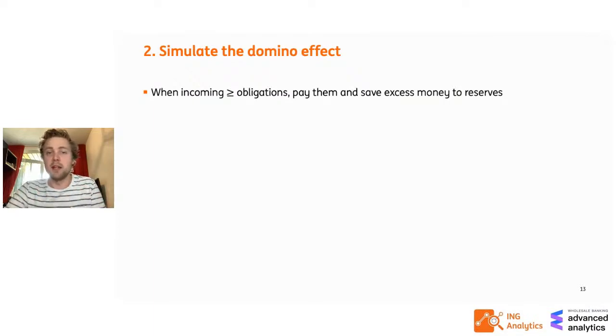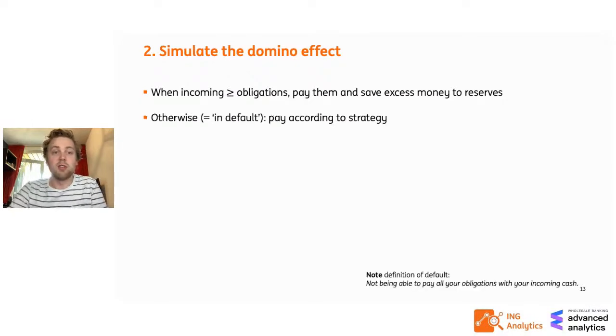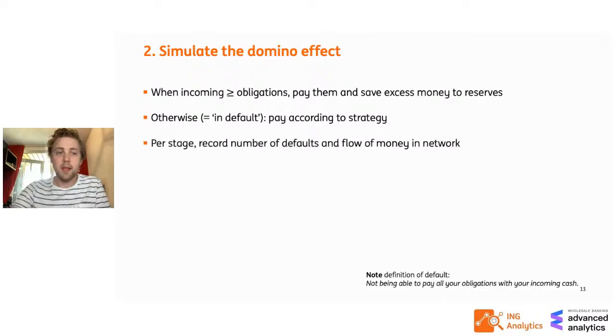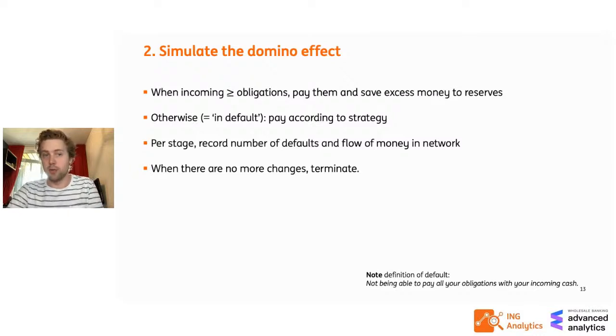And in an ideal world, for every node, this would be the case, but unfortunately, that's not the case. So there are some nodes that will be in default by definition. If you have less incoming than obligations, you are in default. But you may have some incoming money, and this incoming money, you can spend it to other companies. You pay this according to a certain strategy, which I will come to in a bit. Every stage, you record the number of defaults and the total flow of money in the network, and you run this over and over. And when there are no more changes, you terminate.